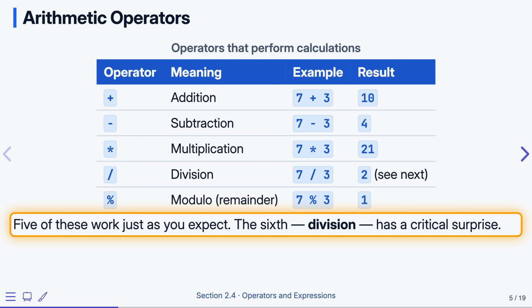5 of these work just as you expect. The sixth one, division, has a surprise that catches beginners all the time. Let's look at it closely.